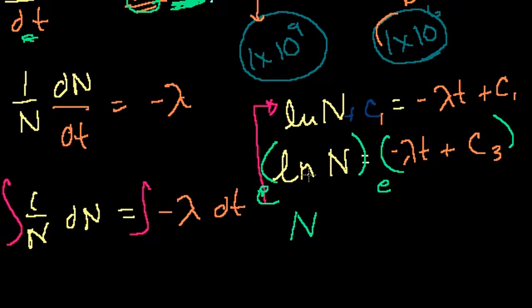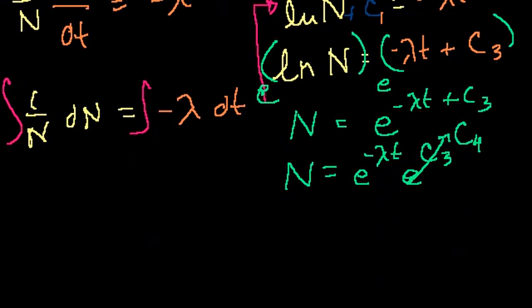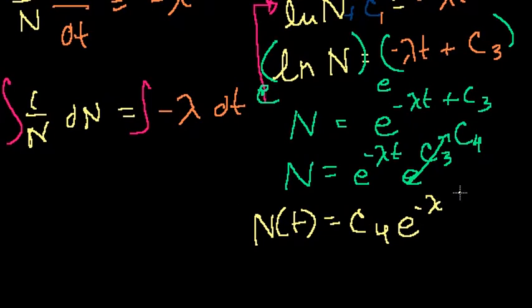So e to the ln of n is just n, and that is equal to e to the minus lambda t plus c3. Now this can be rewritten as n is equal to e to the minus lambda t times e to the c3. Once again, this is an arbitrary constant, so we can rename it as C4. So our solution to our differential equation, n as a function of t, is C4 e to the minus lambda t.